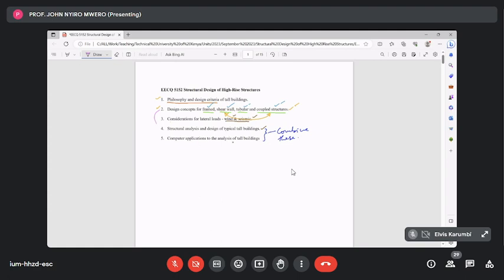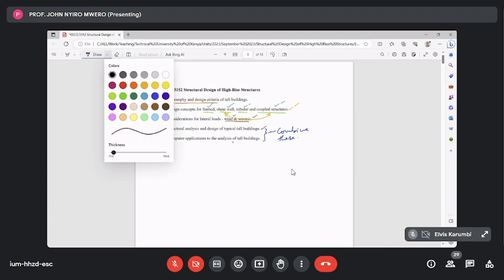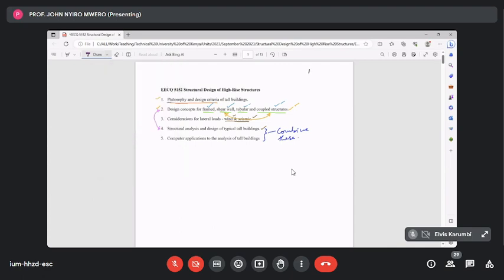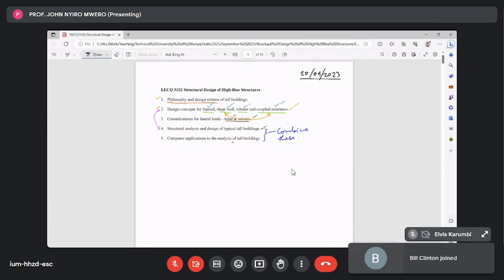And there is also usually an overlap between this one and this one. You cannot talk tall buildings without talking these shear walls, tubular, coupled structures, because these are the structural systems that go into the design of tall buildings. This is a design course, and therefore its assessment will be that of a design course. Today is 20th of September 2023.